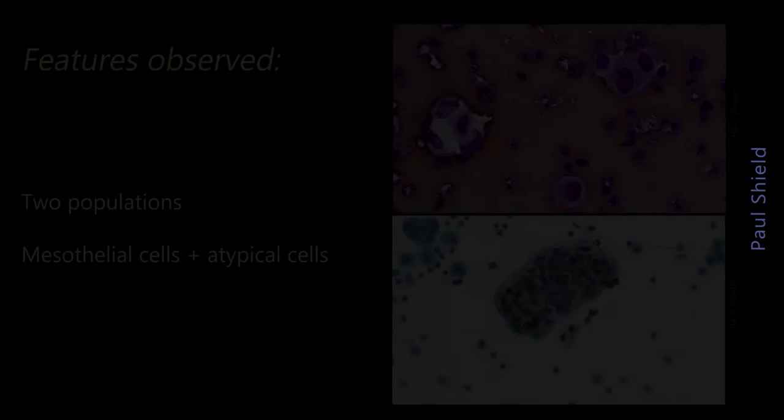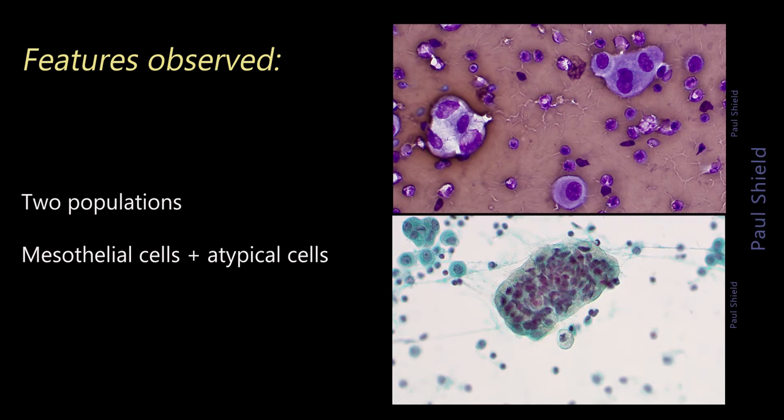So what did you think about this case? What did we see? Two populations, I think, were pretty obvious. There were small mesothelial cells that had nice sort of lacy borders and that cell-cell apposition in between them, little windows. As well as that, we had other atypical cells.